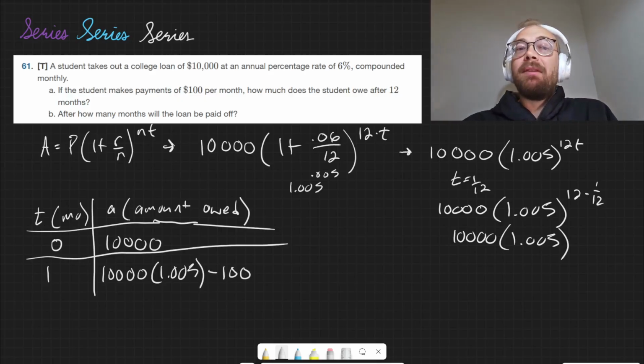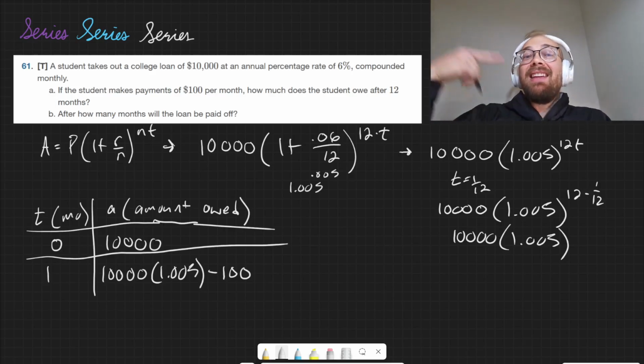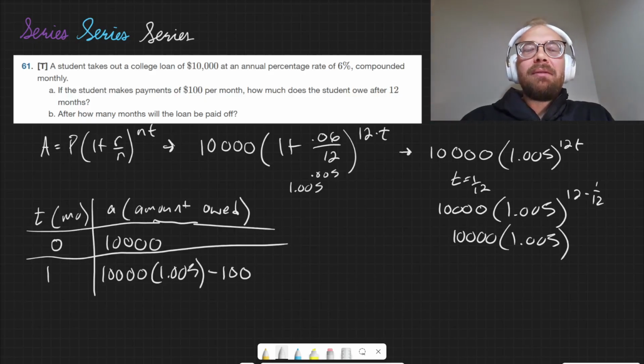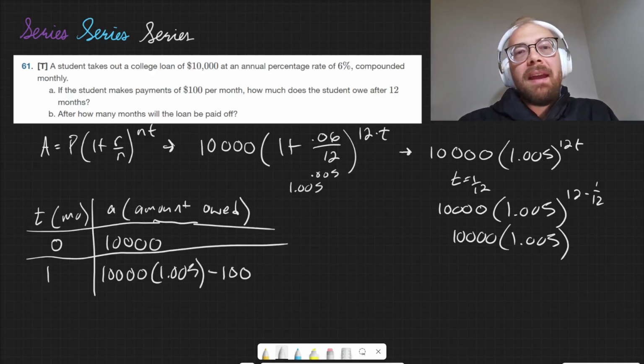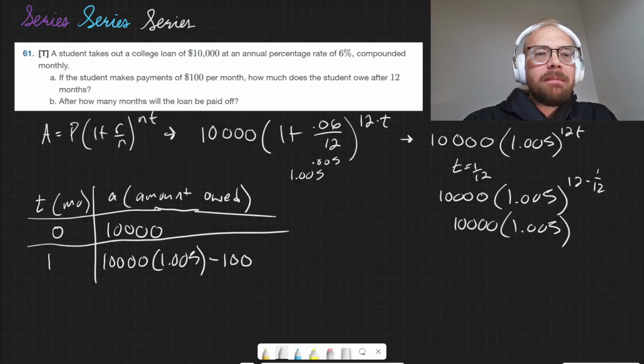If you had made your payment first, then it would be 10,000 minus 100, and then that number would get multiplied by 1.005, which is actually a little bit nicer, I think. It comes out to you end up paying it off faster if you pay at the beginning of the month. So, anyways, that's what that turns out to be.